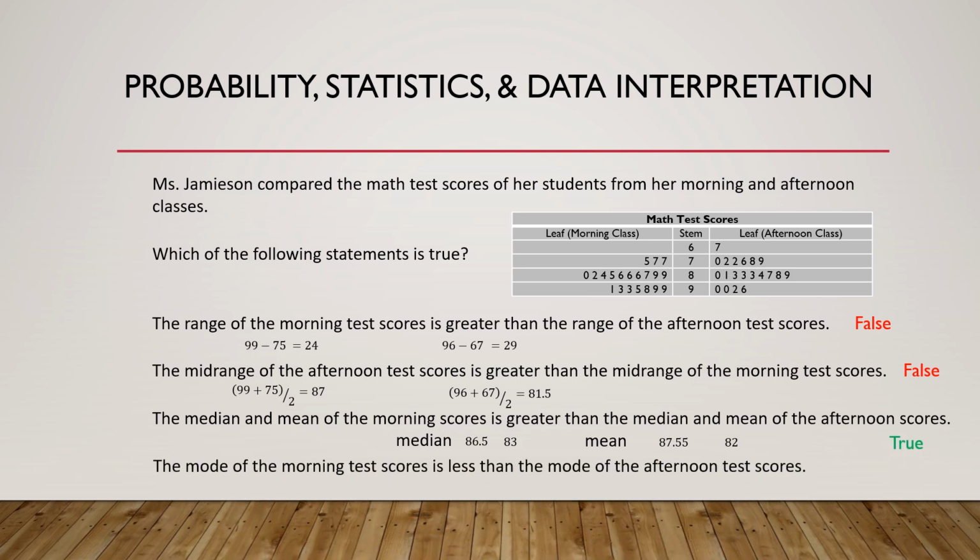The mode of the morning test scores is less than the mode of the afternoon test scores. The mode is the data point that appears most often in a set. In the morning class, the data point 86 appears 3 times, making it the mode. In the evening class, the data point 83 appears 3 times, making it the mode. This means the morning class has the highest mode value, making this statement false.